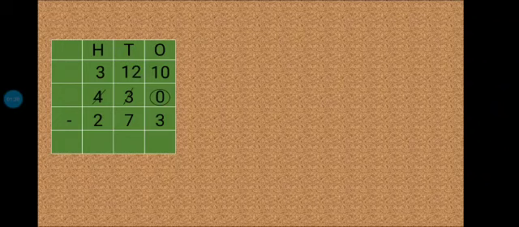Now we will subtract. 10 minus 3 is 7, 12 minus 7 is 5 and 3 minus 2 is 1. So the answer is 157.